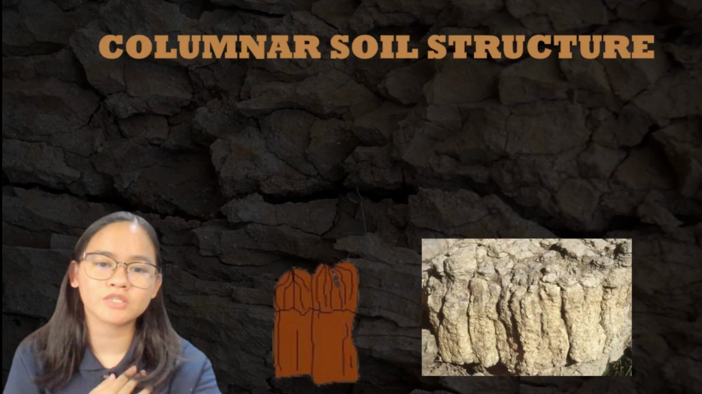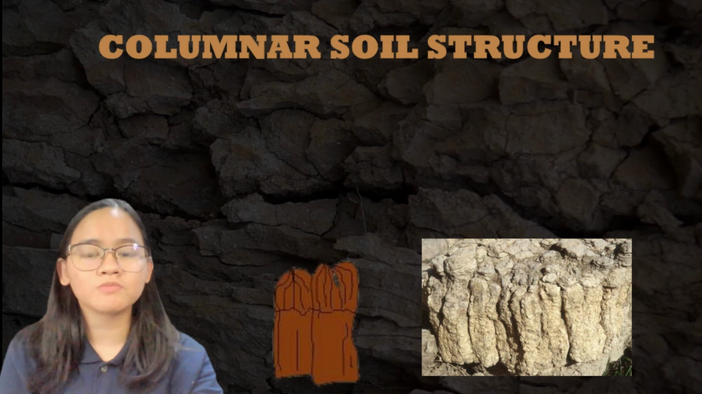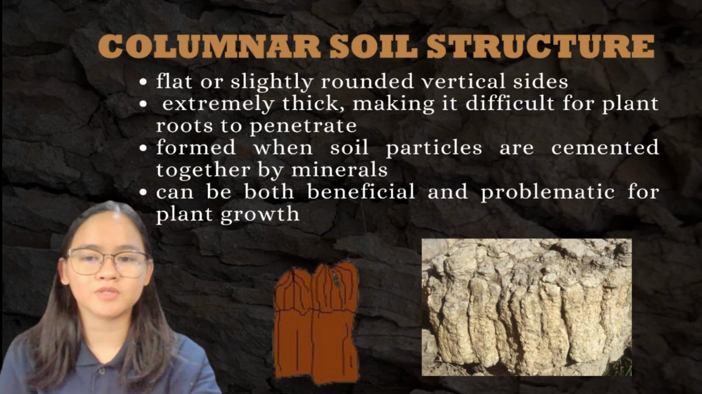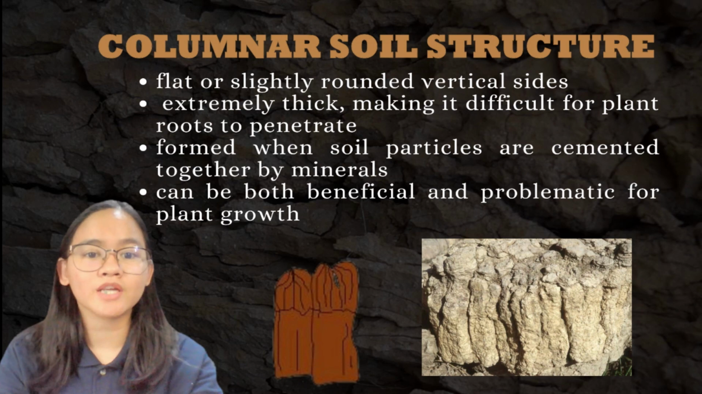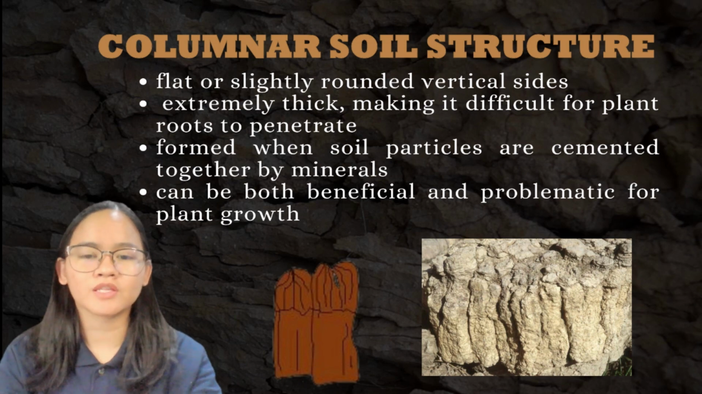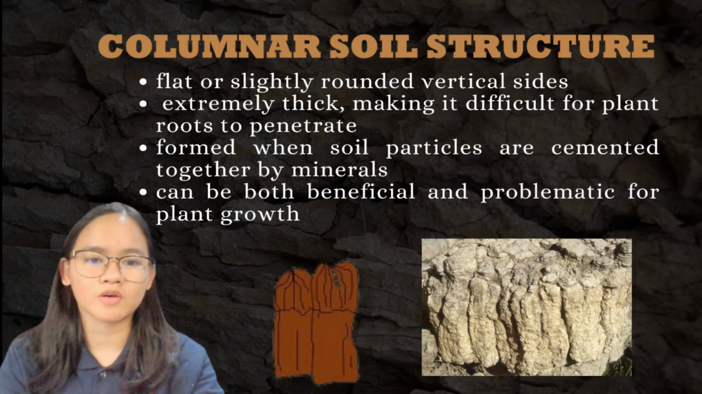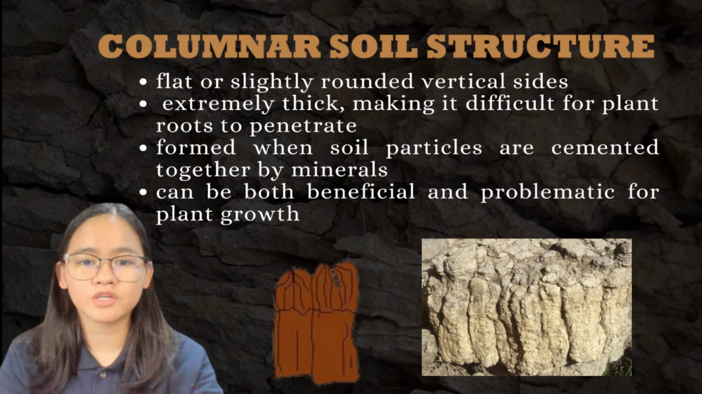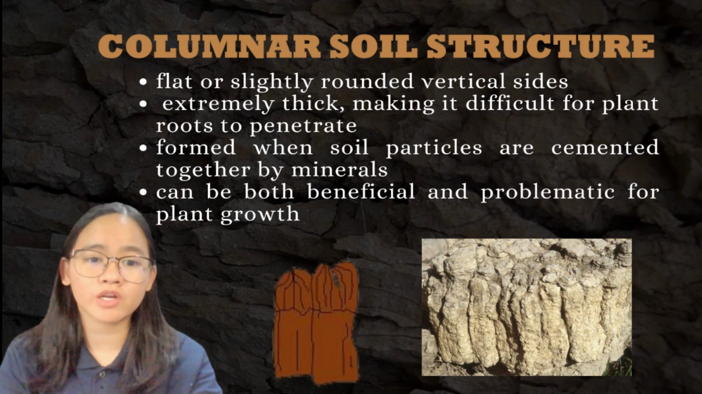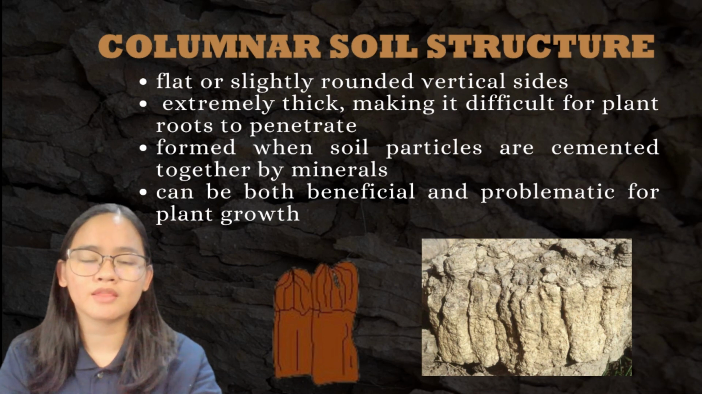Lastly, the columnar structure. The units of a columnar structure are comparable to prisms, with flat or slightly rounded vertical sides. In contrast to prisms, the tops of columns are distinct and typically rounded. Columnar structure is frequent in sodium-affected soils. The columnar structure is extremely thick, making it difficult for plant roots to penetrate these layers. Deep plowing, for example, has helped to restore some fertility to these soils.